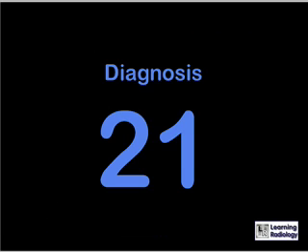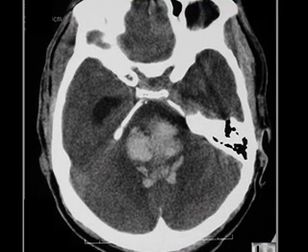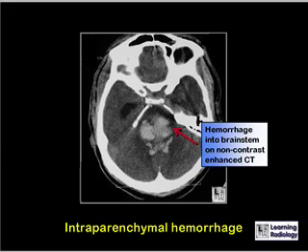Why does this 72-year-old have slurred speech? There is a large hemorrhage into the brainstem, which is seen on this non-contrast enhanced CT. This is an intraparenchymal hemorrhage.